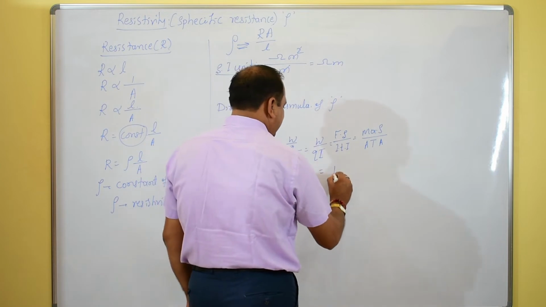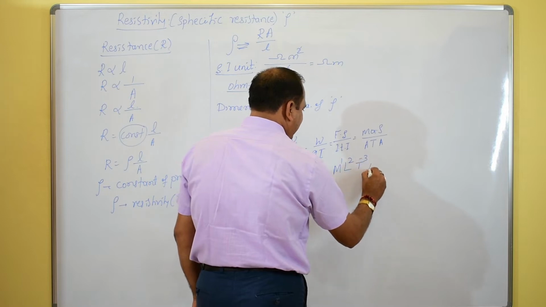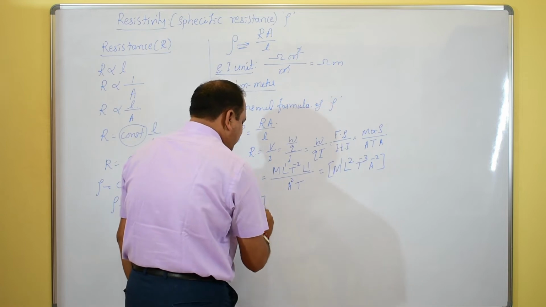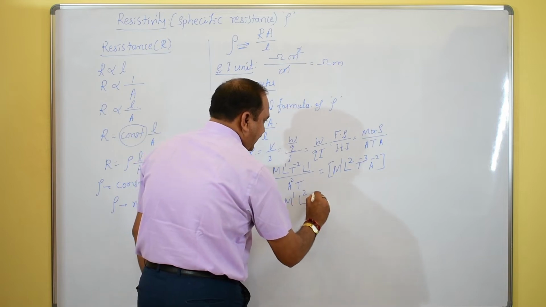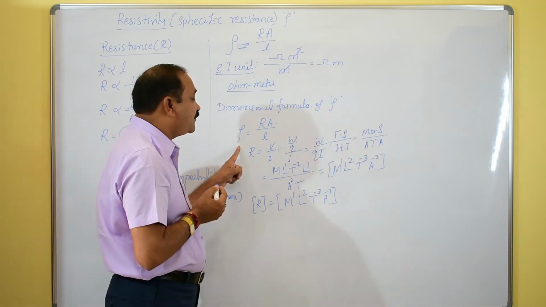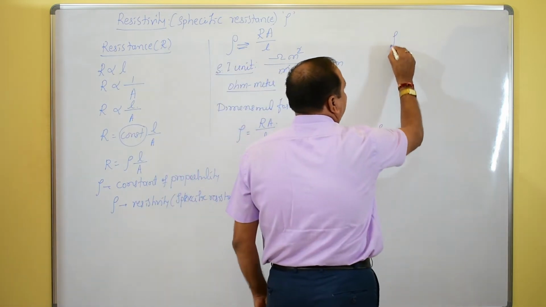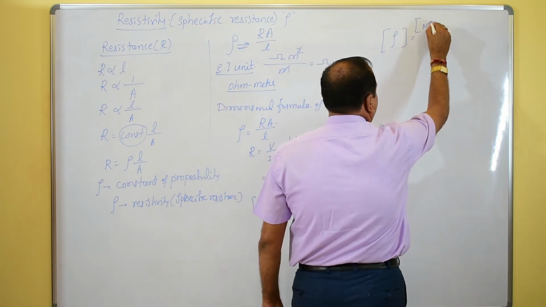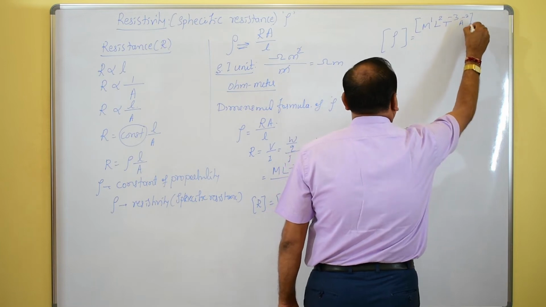Then I can write M1, L2, T minus 3, A minus 2. This is the dimensional formula for R. So I want to find out the dimensional formula for this rho. How to write the dimensional formula for that rho, the resistivity? That R value is M1, L2, T minus 3, A minus 2.